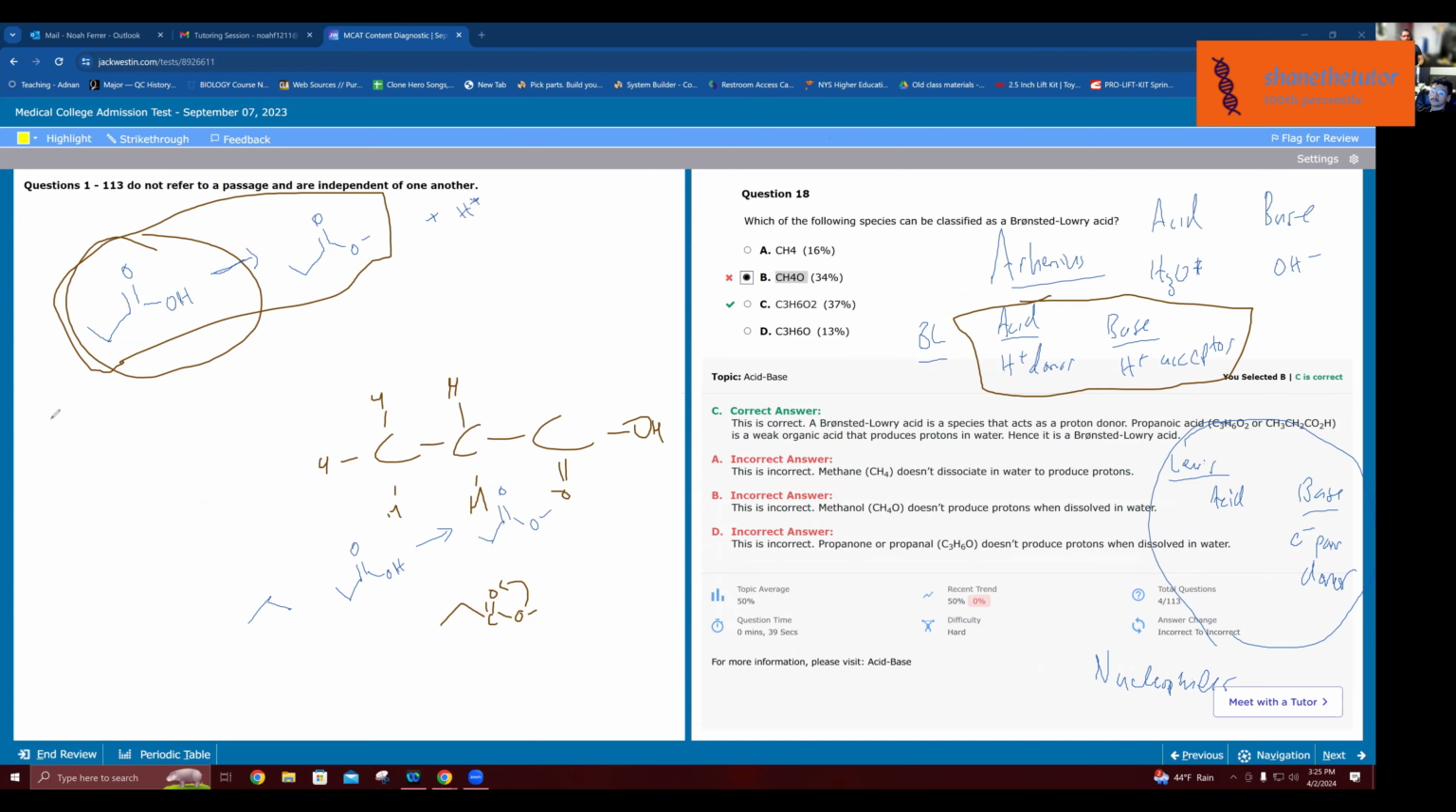If it was more stable when it is in its protonated form, why would it be an acid then? Why would it like to donate its proton? So this is the more stable form. Now let's think about why. You mentioned resonance, right?